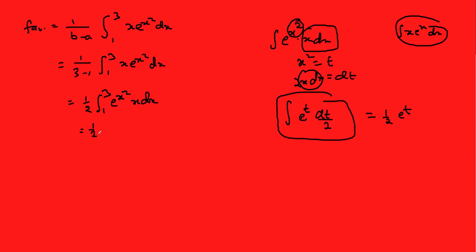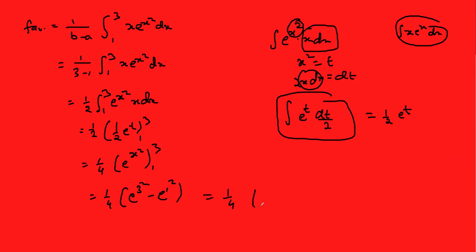So here you are getting 1 by 2 e^t, limit from 1 to 3. 1 over 4. What is the value of t? x square, right? When you put 3, you will get 3 square. So e raised to 9 minus e raised to 1. This is your answer. This is the average value of the function.